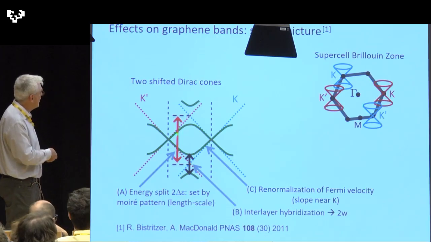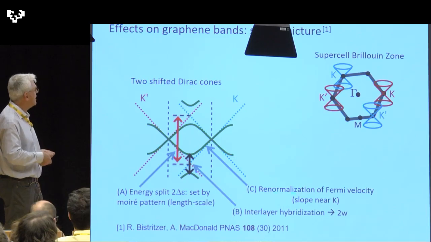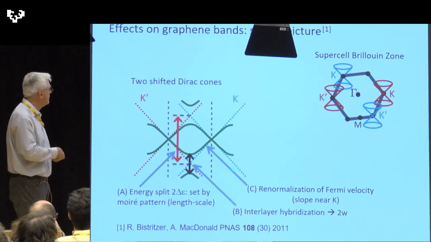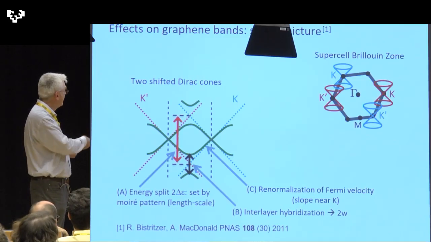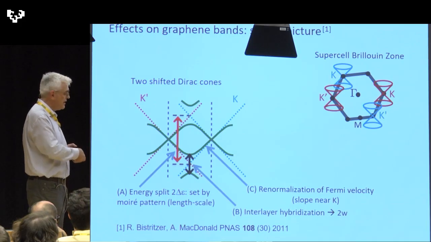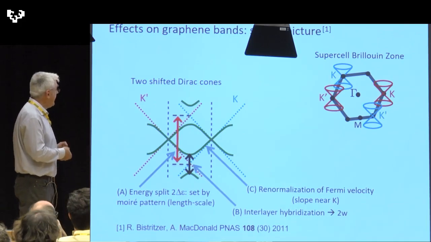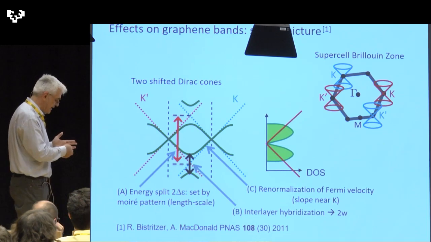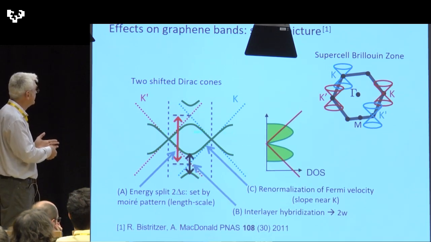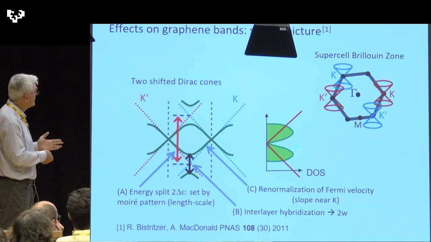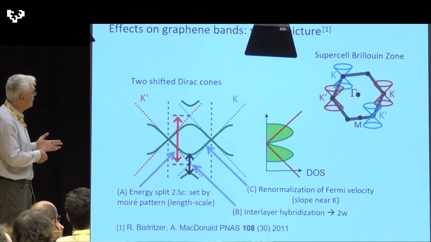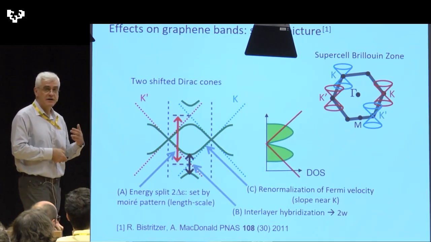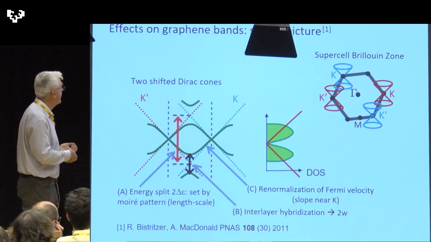So the bands will also bend differently near the K points because of this splitting. So the Fermi velocity will also be renormalized. And this is all captured by the simple picture that originally Bistritzer and MacDonald put out. And if this is true, then you would expect near the Fermi level, the neutrality point, to see these kinds of density of states. And the slope here will be much different than the slope of the original density of states associated with individual graphene layers.